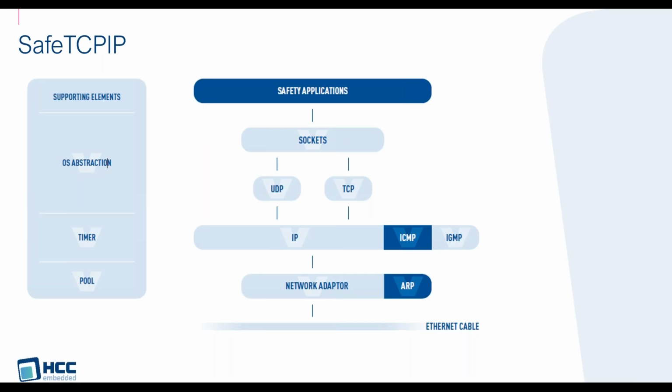So just looking from a high level at our SafeTCPIP stack, the core components are a sockets interface, UDP, TCP, IP, ICMP, IGMP, and a network adapter there. And supporting that, we need an OS abstraction so we can talk to an RTOS, some form of timer to time things out, and some kind of memory pool that needs to be provided, hopefully with some independence, freedom from interference from other parts of the system.